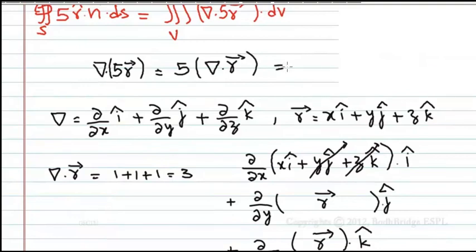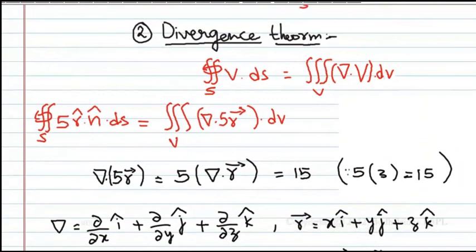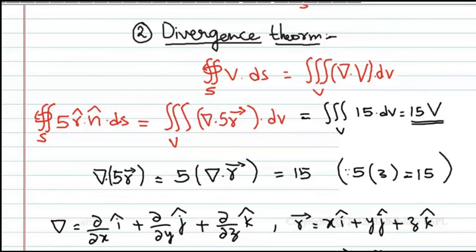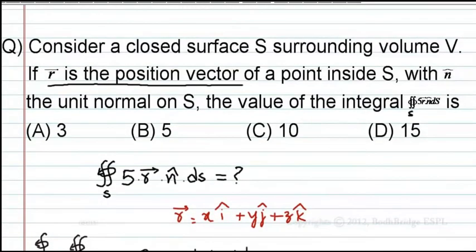Therefore, 5 into 3 is 15. Since del dot r bar is 3, 5 times that is 15. Now, where are we here? The integral over a volume V of 15 dV is 15 times the integral over the volume V of dV, which is 15V. Understood? Therefore, D is the correct option.